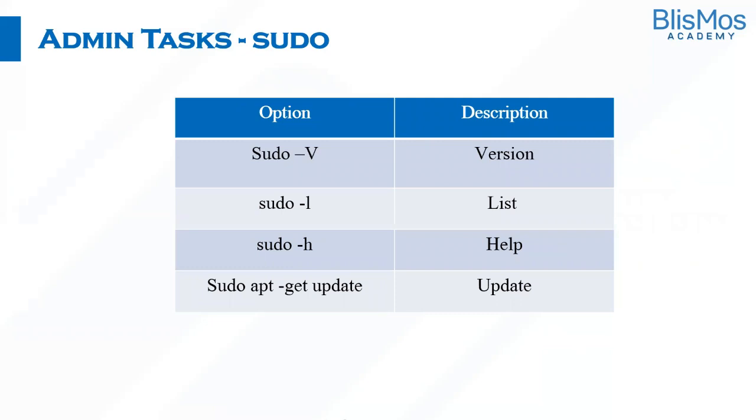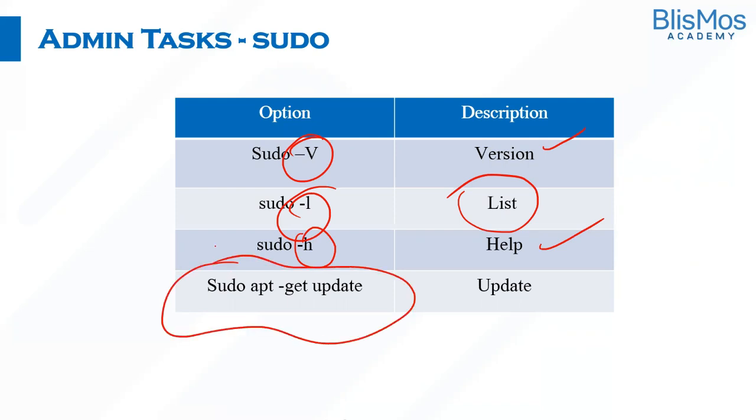We do have different important options in sudo. That is, sudo -v will display the version. Sudo -l will list the options. Sudo -h will provide the help page. And if you want to update the whole system, you can use sudo apt-get update.